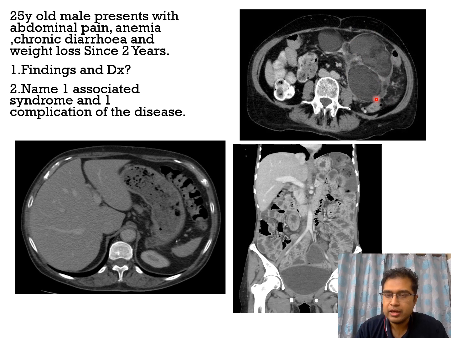peripherally enhancing cavitations with some fat fluid level seen. These are actually mesenteric nodes, large cavitating mesenteric nodes with fat fluid level that are seen here. Splenic atrophy, large cavitating mesenteric nodes with fat fluid levels.